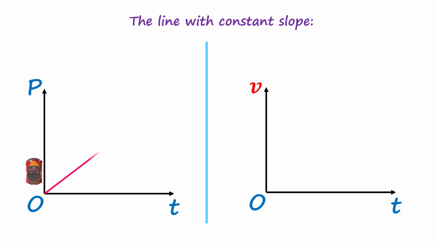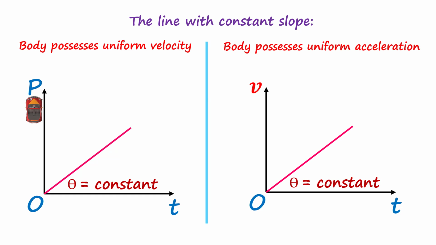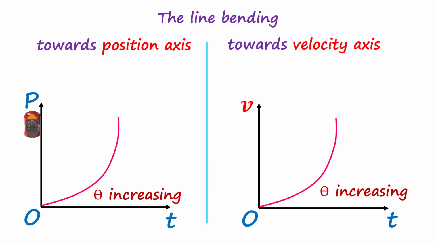The line with constant slope or theta represents uniform velocity and uniform acceleration of the particle. That is, the velocity and acceleration are going to be constant throughout this motion. The line bending towards the position axis with increasing theta shows that the body has increasing velocity and increasing acceleration.